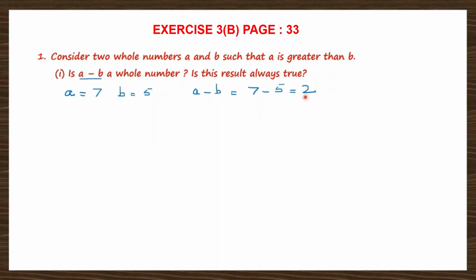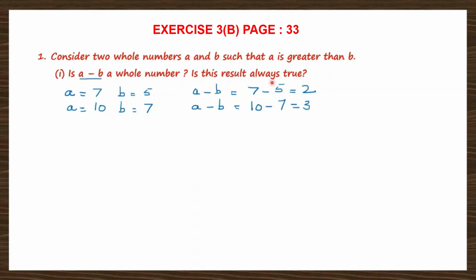Now let's take one more example to prove this. Remember they are whole numbers and a is greater. So let's take a to be 10 and b will make it say 7. So now a minus b, that is 10 minus 7. How much is 10 minus 7? 3. Now let's answer this question here. Is a minus b, that is 10 minus 7, 3, a whole number? Yes, it is a whole number.